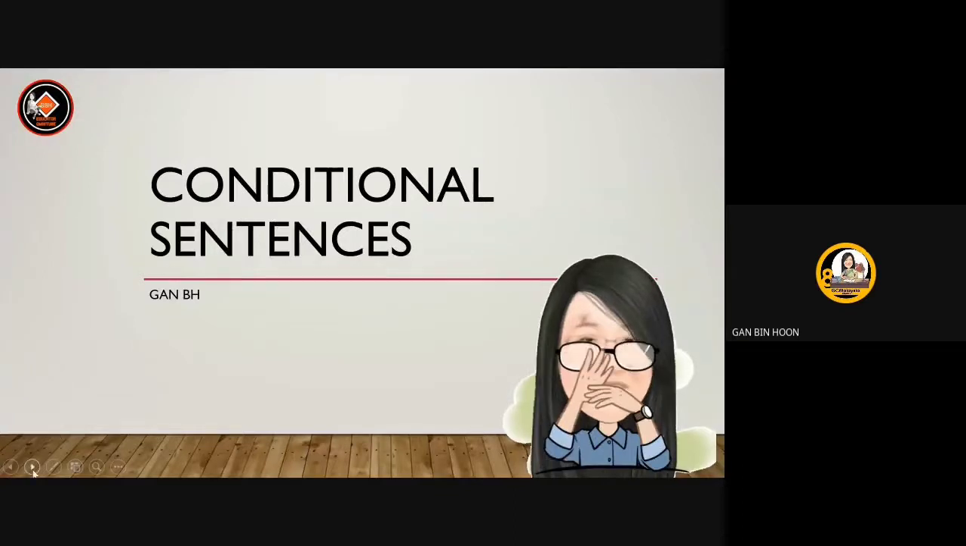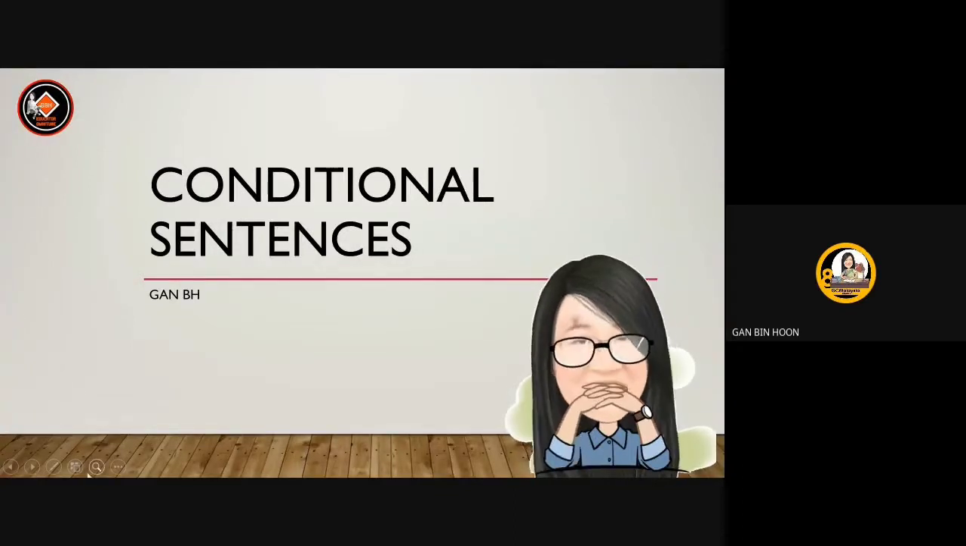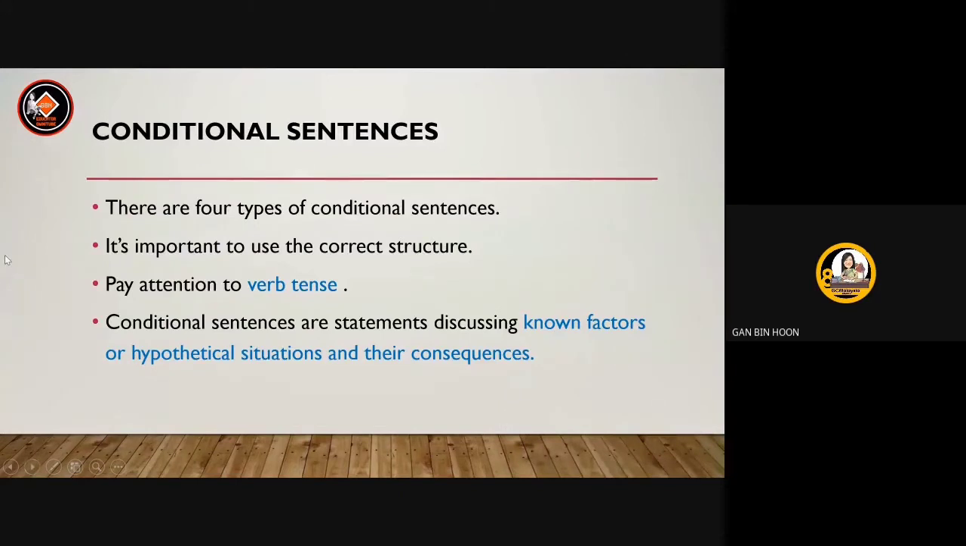This is called conditional tense. Conditional sentences are important because this is what you always write wrongly, okay? There are four types of conditional tenses. Conditional means kemungkinan. So it is important to use the correct structure and then pay attention to the verb. Tengok verb dia.